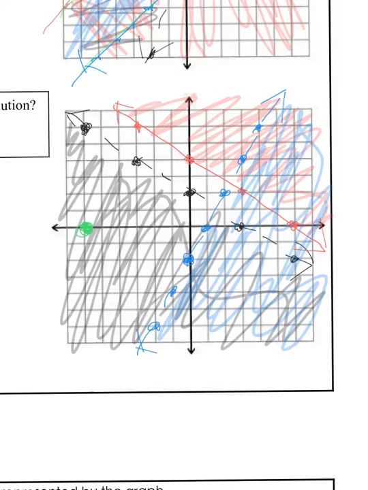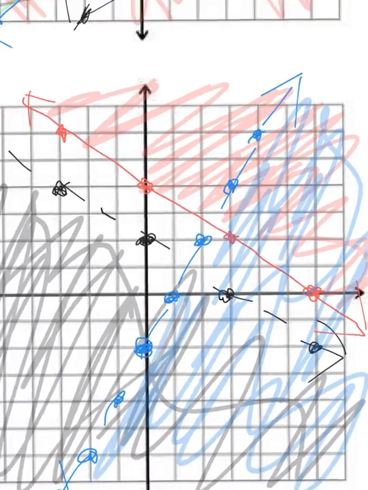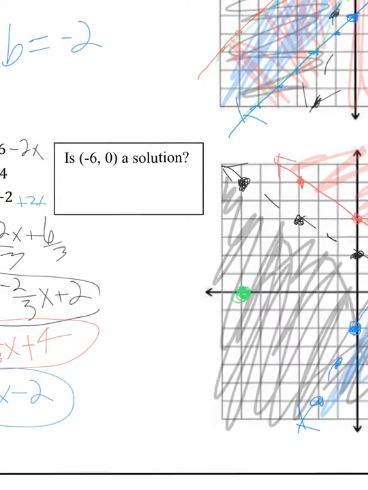Okay, so you can see that I don't have any area here that overlaps with all three colors, and that's partially to blame because you had these parallel lines. You had two lines with a slope of negative 2/3, but they were shading in opposite directions, and that's the important thing. If they were shading in the same direction, we would have a common shaded area, but they're not. So because of that, not all three colors overlap, and so the answer to is negative 6, 0 a solution is once again a no. All right.